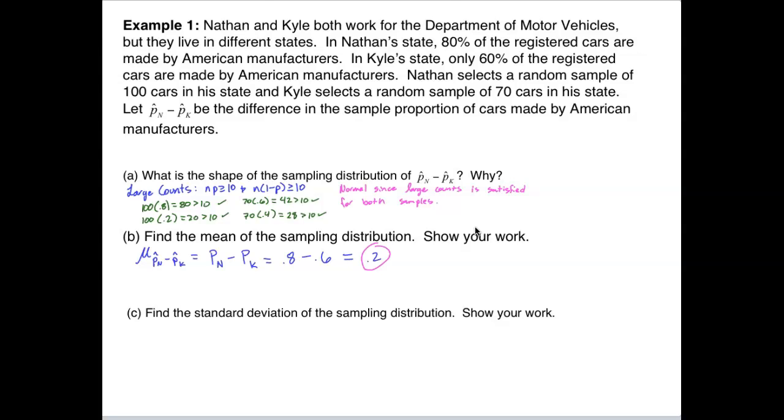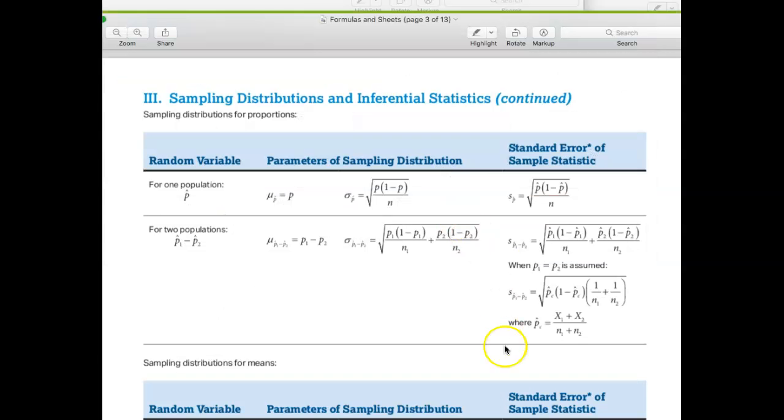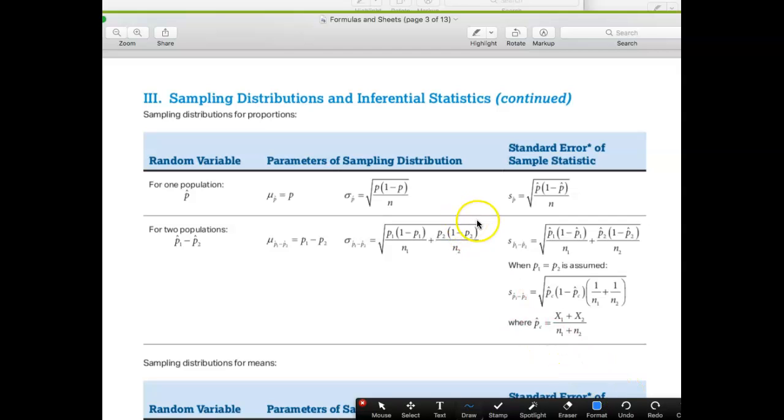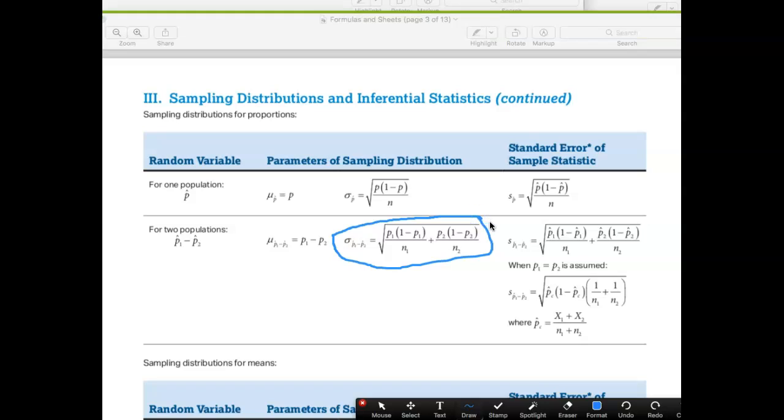All right, and last, find the standard deviation of the sampling distribution. So again, I'm just going to reference my formula sheet. So we're going to be using this formula, but I'm going to replace P1 with Pn and P2 with Pk.